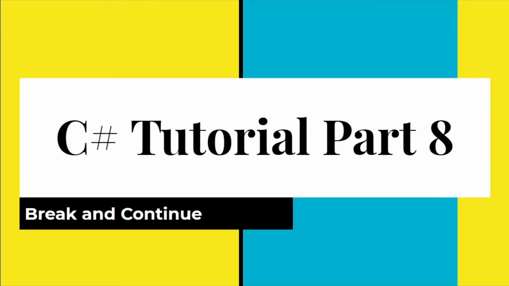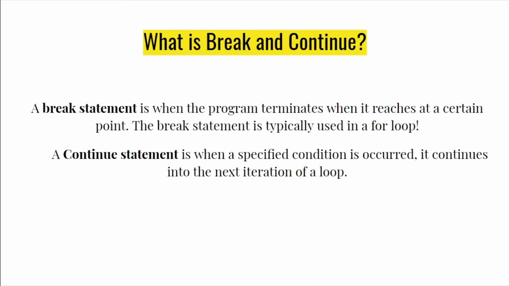In this tutorial we're going to be going through break and continue. So what is break and continue? A break statement is when the program terminates when it reaches a certain point. The break statement is typically used in a for loop, and a for loop is what we learnt last week. A continue statement is when a specific condition occurs, it continues into the next iteration of a loop. So that's just the basics of the statements and their different definitions. And let's go on Visual Studio to see an example.